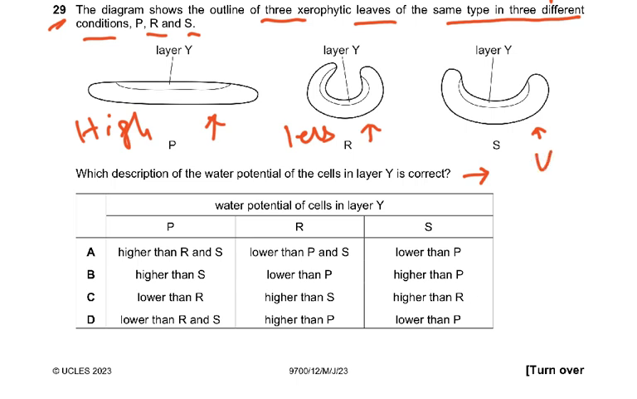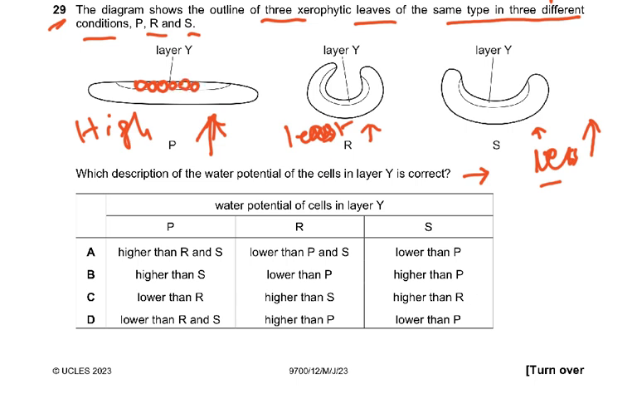This one has to be the least, because you see this has curled the most. So this has to be the least, and then this has to be less. So this is more. Then this one has little, and this one is sort of in between these two. It's between this and this. So high, least, and this is less. So water potential of cells in cell layer Y. So we are only talking of the cells here.